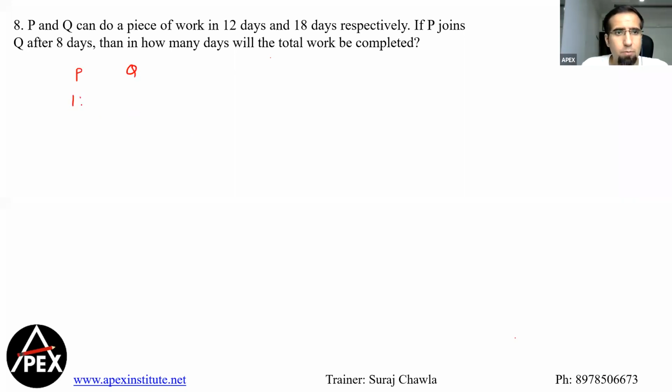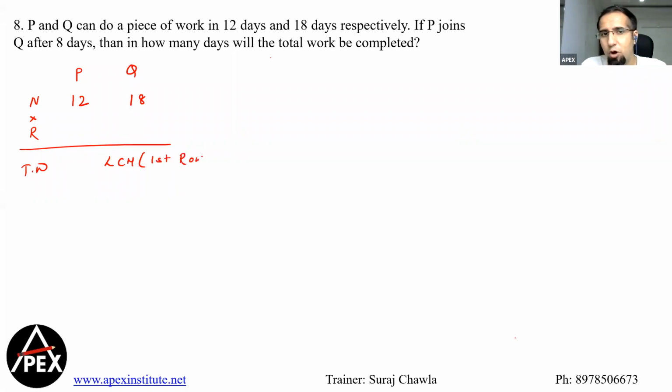Okay, so P can complete a work in 12 days and Q can complete the work in 18 days respectively. N, R and total work. Okay, so first things first, guys, N into R is equal to total work. Second, we assume total work as LCM of whatever is given in the first row. What is LCM of 12, 18? That is 36. So 12 into 3 is equal to 36, 18 into 2 is equal to 36, and P plus Q would be 5. Okay. Now, what is the question talking about?